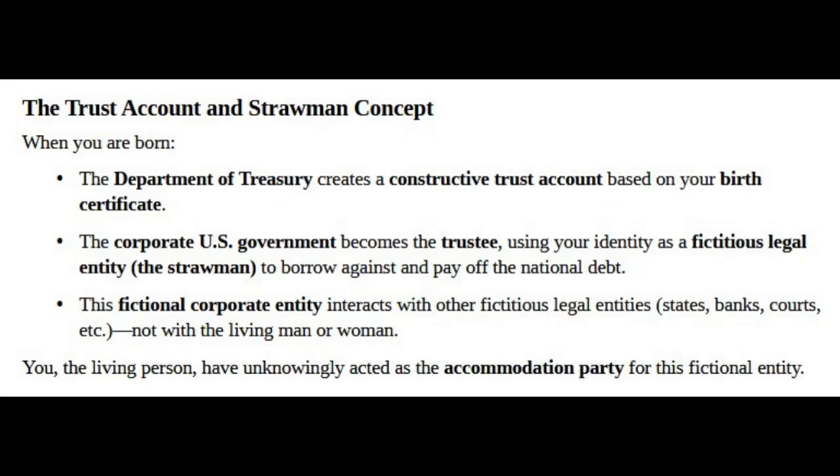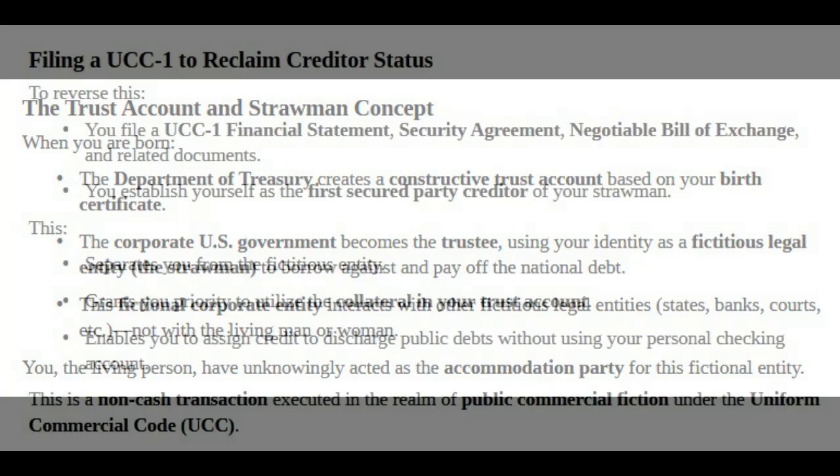The trust account and strawman concept. When you are born, the Department of Treasury creates a constructive trust account based on your birth certificate. The corporate U.S. government becomes the trustee, using your identity as a fictitious legal entity, the strawman, to borrow against and pay off the national debt. This fictional corporate entity interacts with other fictitious legal entities, states, banks, courts, etc., not with the living man or woman. You, the living person, have unknowingly acted as the accommodation party for this fictional entity.